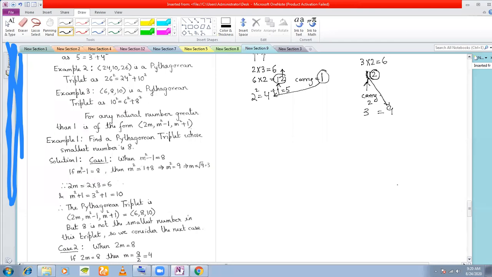This technique you will find very interesting, but if you don't practice, it is of no use actually. If you don't practice, let us take an example of 64. I want to square this number.